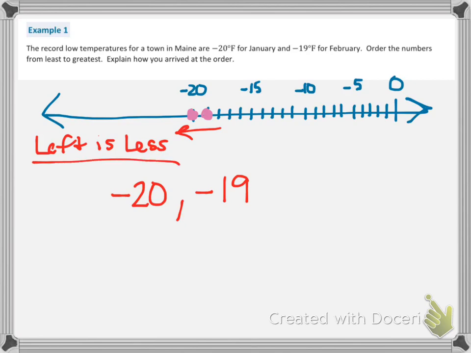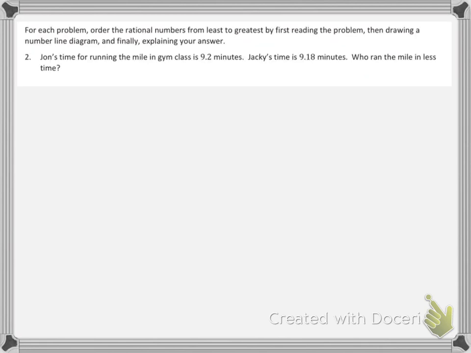The one that's more negative, I think of it like this. I say, well, 20 is the bigger number, and it's more negative. So that makes it smaller. The one that's the most negative is the smallest number. That's another way to think about it. Okay, for each problem, order the rational numbers from least to greatest, smallest to the biggest.